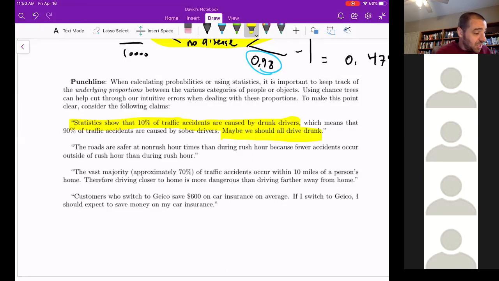But somebody just articulate, if you're keeping in mind underlying proportions here, smack down the person who says this. What's wrong with their logic? How many people drive drunk versus how many people drive sober? Yeah, right. Like 99 point whatever percent of drivers aren't drunk. So if you keep the underlying proportions in mind, you won't make a mistake like that.